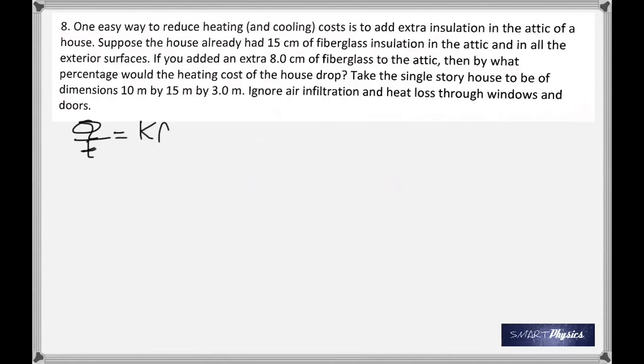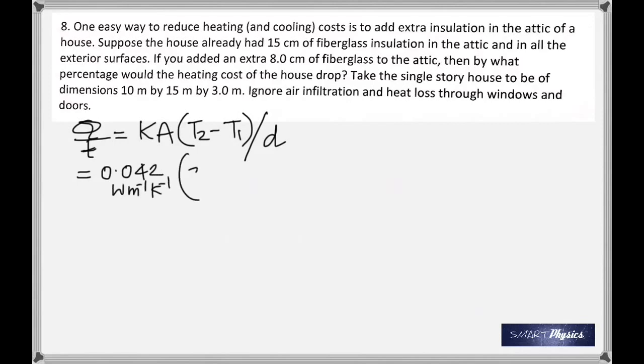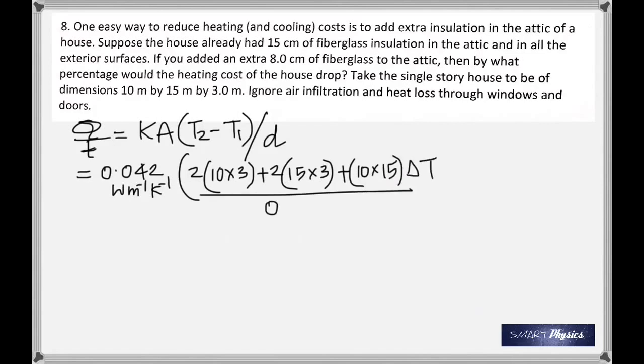Now you have to remember that there are several areas here from the geometry. It's 4 walls, the floor, and then the ceiling. Heat lost: 2 times 10 by 3, that's the dimension of one wall, 2 of them. And then the 2 other walls are 15 by 3. Plus 10 times 15 is the floor.